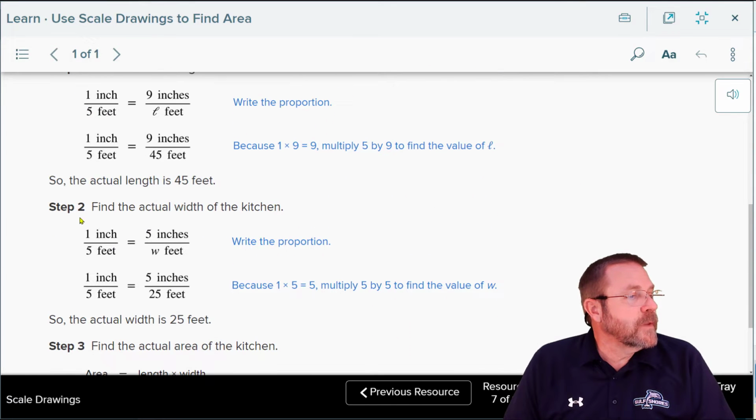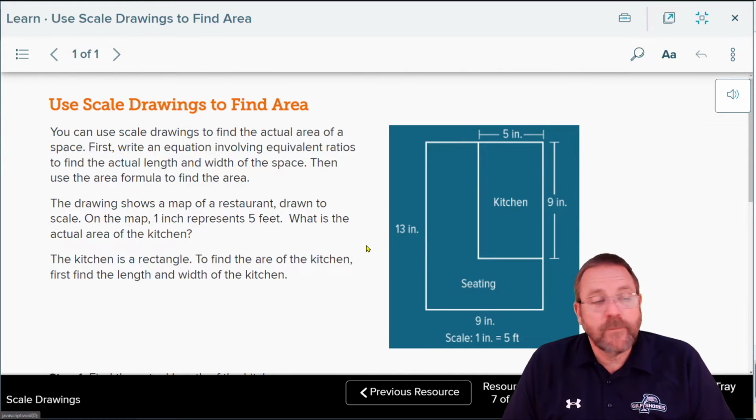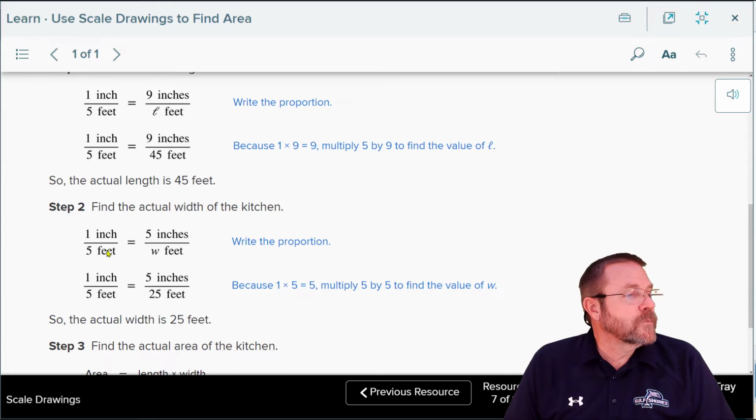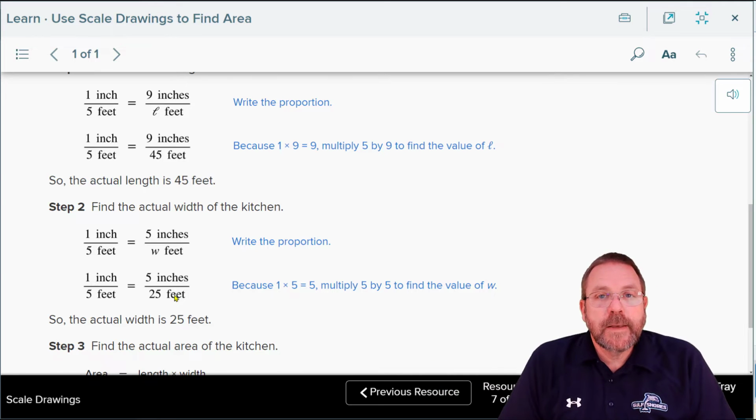And then they did the same thing for the width of the kitchen. You can see right here the width of your kitchen. That's going to be 5 inches as well. So 1 inch is to 5 feet, as 5 inches is to 25 feet. And that gave them the dimensions that they needed.